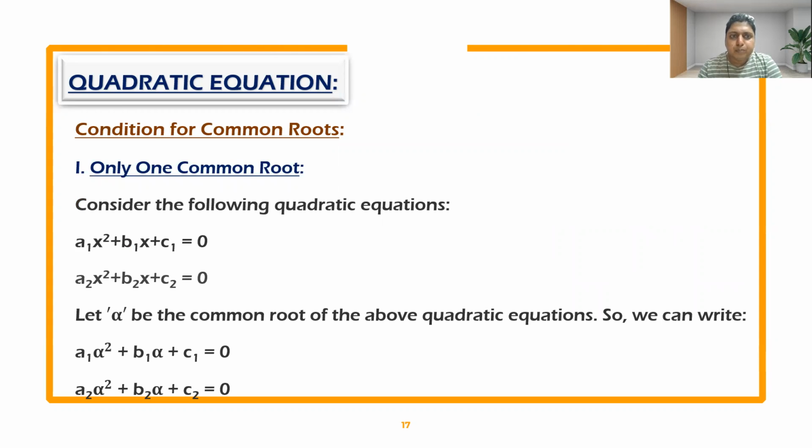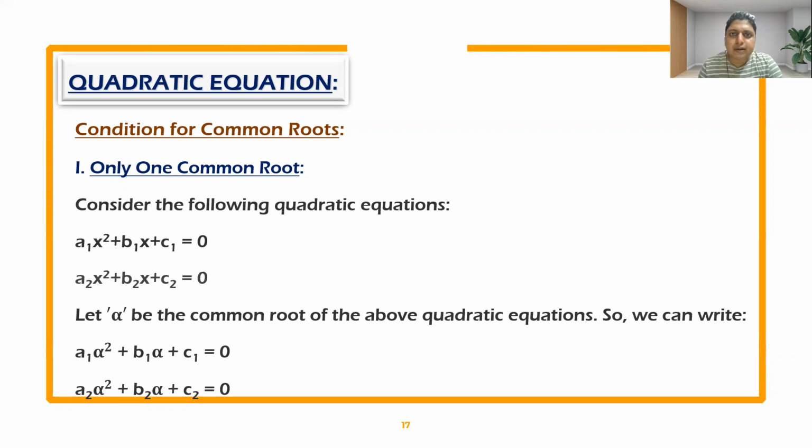It is also a very important topic, the condition for common roots. The condition for common roots has two subtopics, or conditions, that we have to follow. First, if we have only one common root, suppose we have the quadratic equation a1 x square plus b1 x plus c1 is equal to 0, and the second quadratic equation a2 x square plus b2 x plus c2 is equal to 0, then alpha is the one common root of the above quadratic equations.